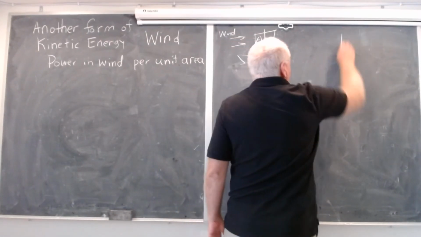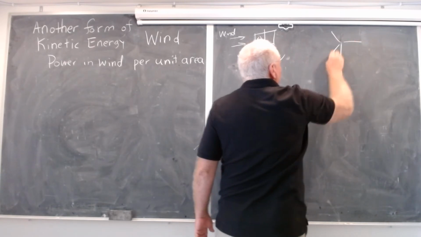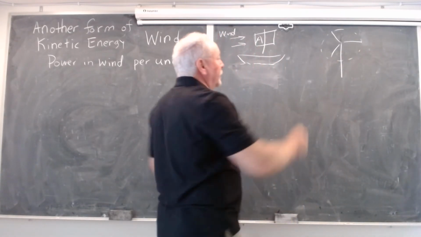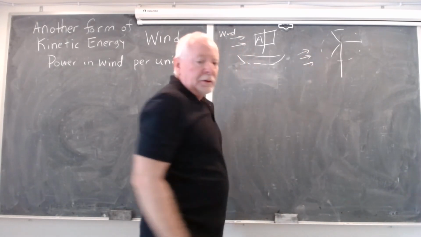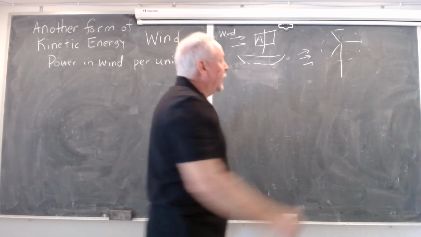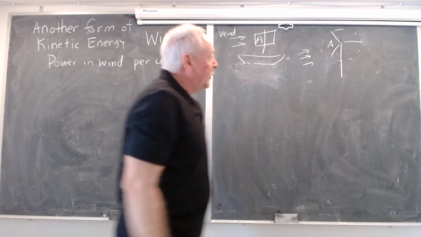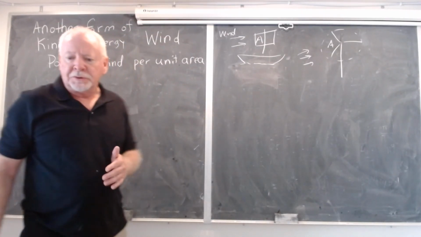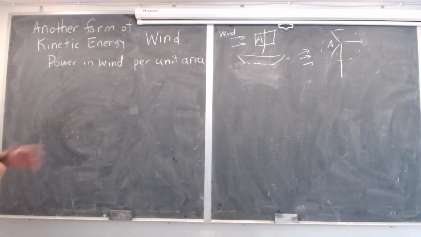Another example, of course, is a windmill. If I have a windmill and I have the wind, then the area I care about is the area subtended by the blades of that windmill. I want to know how much power is delivered into that area. All right, so how do we calculate the power per unit area in wind?